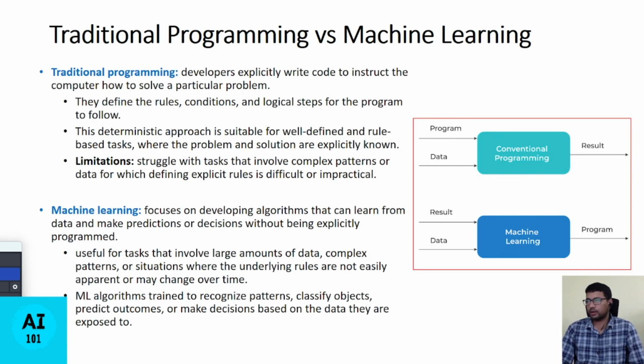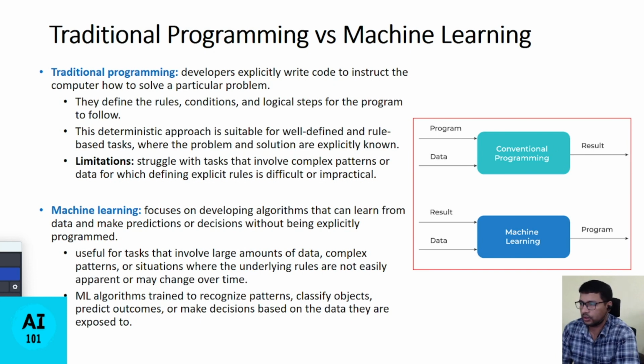If we compare traditional programming and machine learning, in conventional programming, we develop one algorithm, and then we also input data, and based on that algorithm, we expect some result.